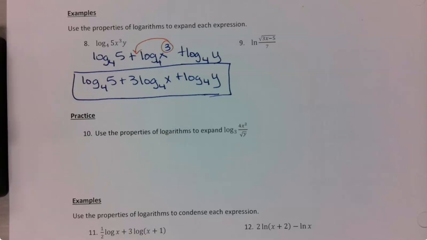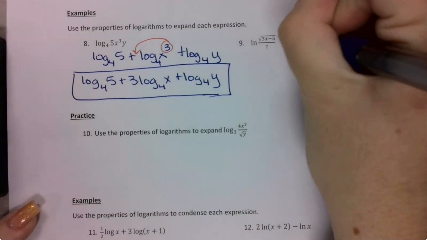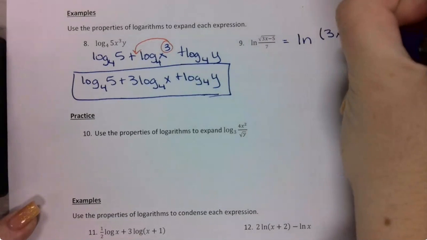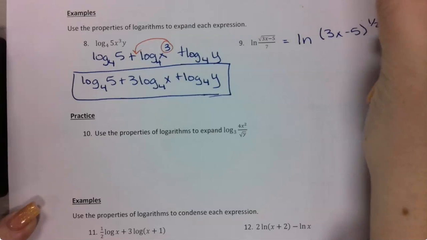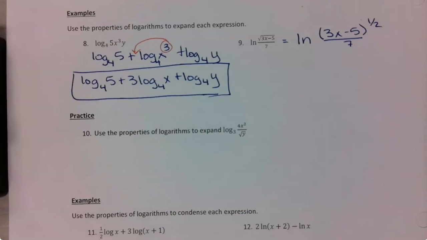Okay, so number 9. Before I get started, what's another way I can write a square root? Yes, 1/2 exponent. So I really have my numerator raised to the 1/2 power. Because square root is the same thing as 1/2.